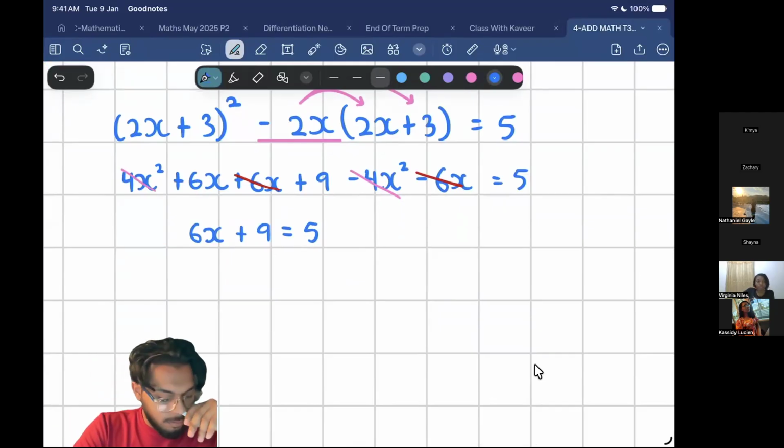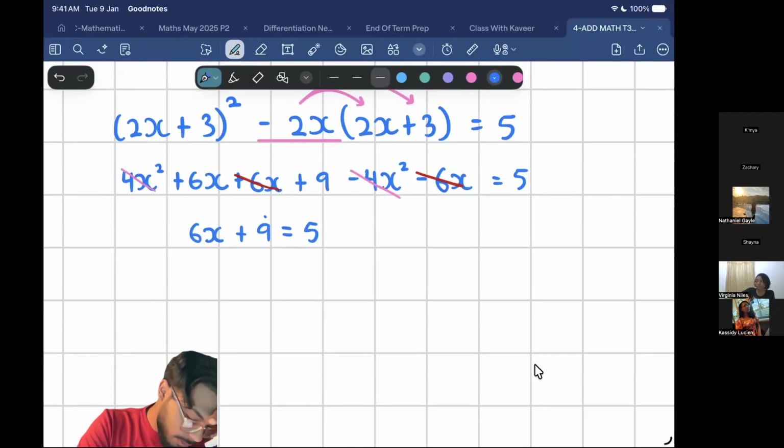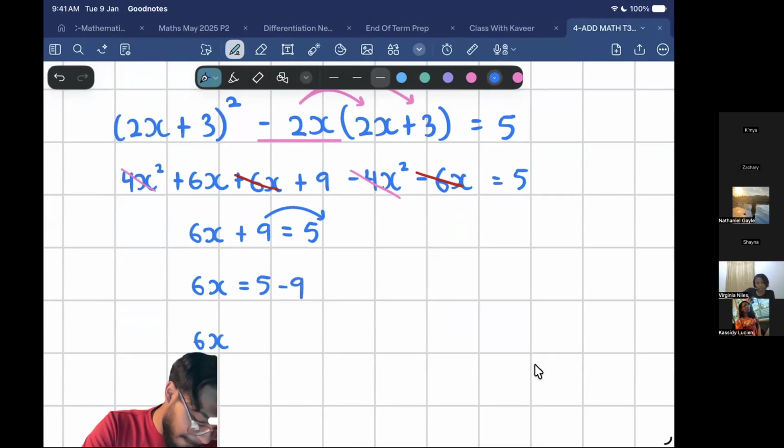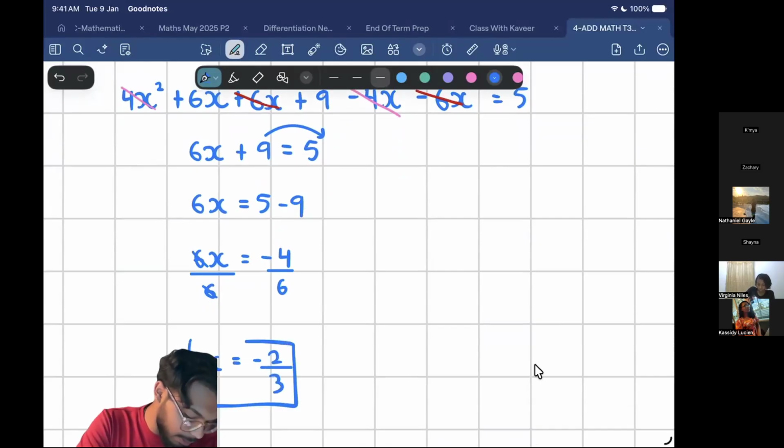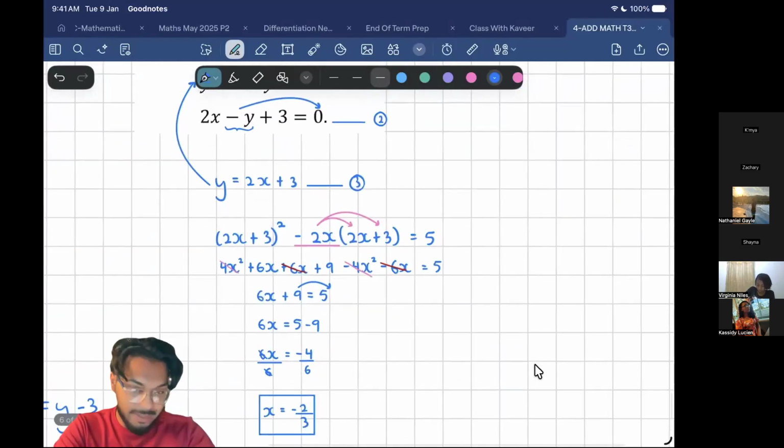And then you move over the 9, so it'll be minus 9. And that'll be 6x equals minus 4. And then divide by 6. And then you'll get 1. No, you'll get minus 2 over 3. Good. Isn't that the same answer we got previously? Yes, sir.